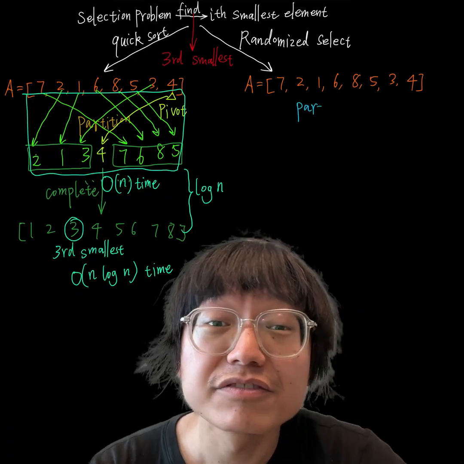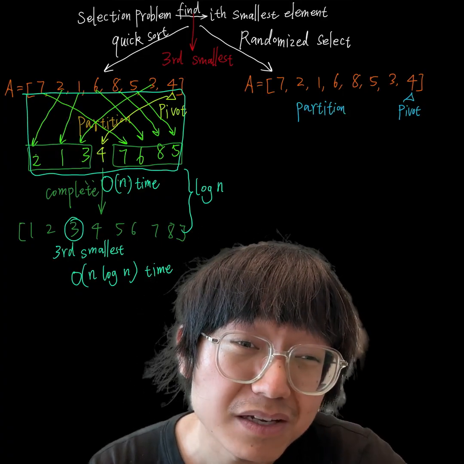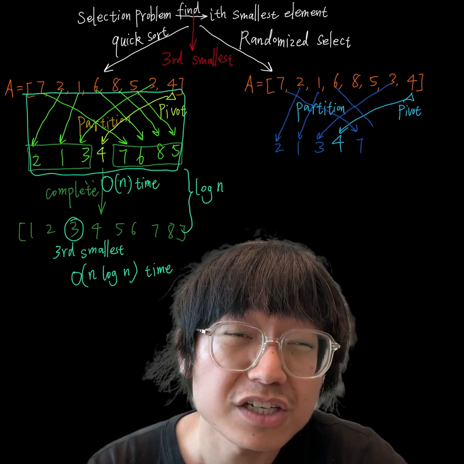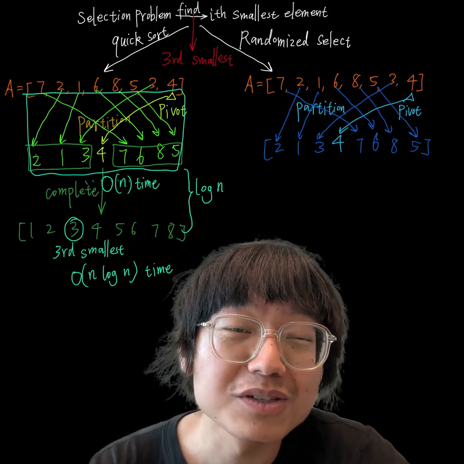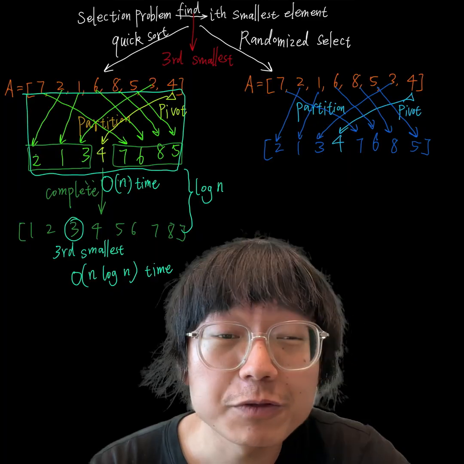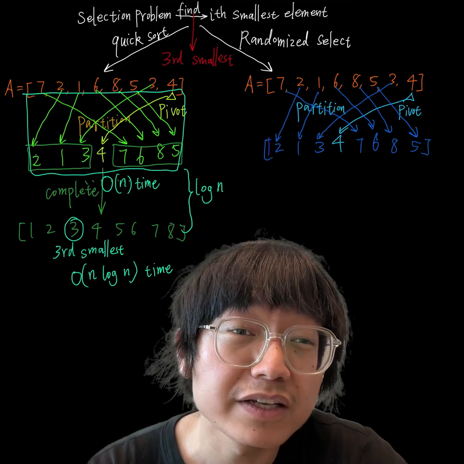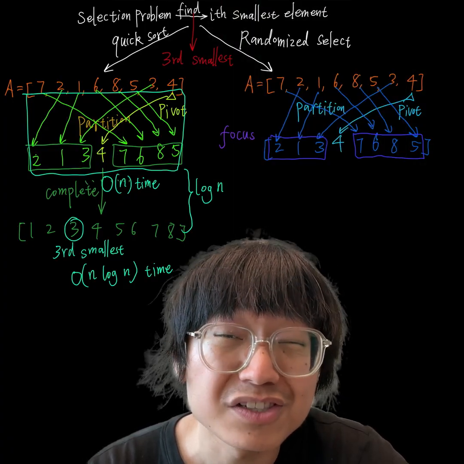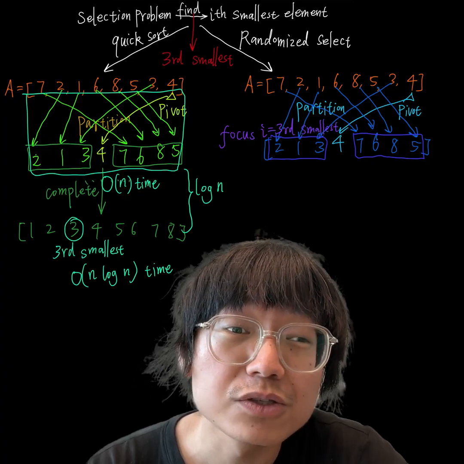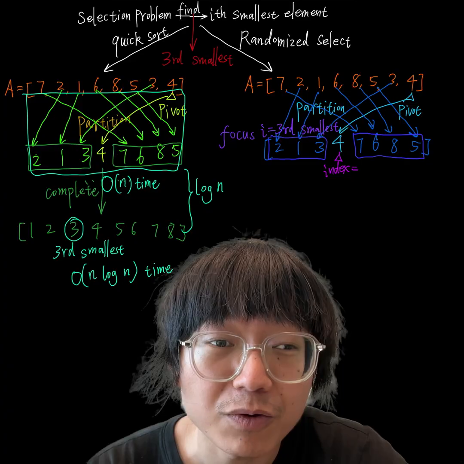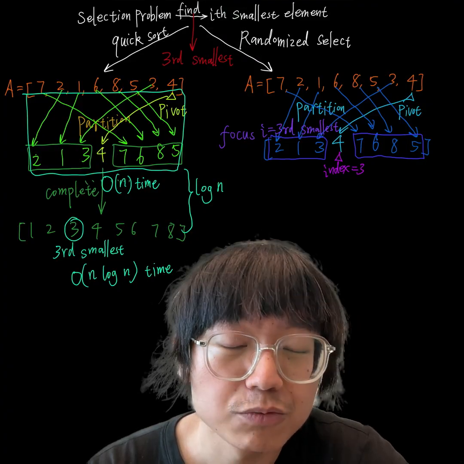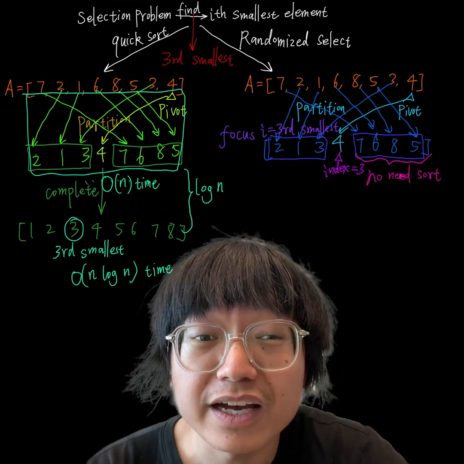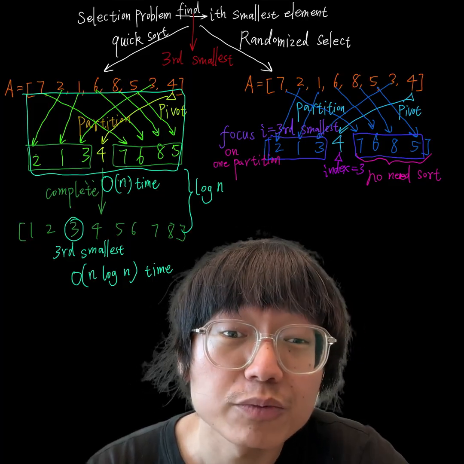But randomized select focuses only on finding the ith smallest element, not sorting the entire array. Its partition is similar to quicksort: it chooses a random pivot and partitions. Let's randomly choose the pivot 4 again, which gives 2, 1, 3, 4, 7, 8, 5, 6. Since we are looking for the third smallest, i equals 3, and our pivot 4 is at position 4. We only need to focus on the left partition, 2, 1, 3. There's no need to sort or process the right side, 7, 8, 5, 6, since the third smallest cannot be in there, right?